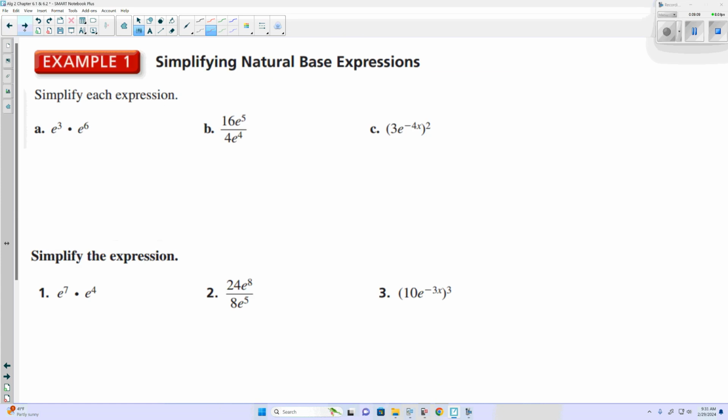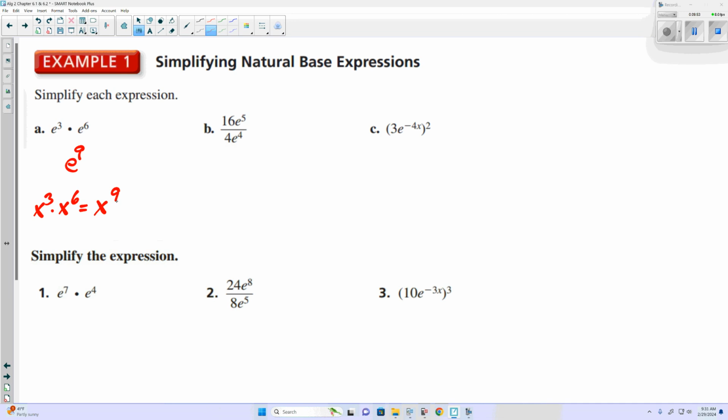Okay. So e, like pi, for the most part, we can treat it like a variable. Okay? We can treat it like a variable. So if I said e to the 3rd times e to the 6th, first guess, what do y'all think? It would be e. Yeah. We can treat it for the most part like a variable, because it'd be the same as if we said x to the 3rd times x to the 6th. Well, that would be x to the 9th.